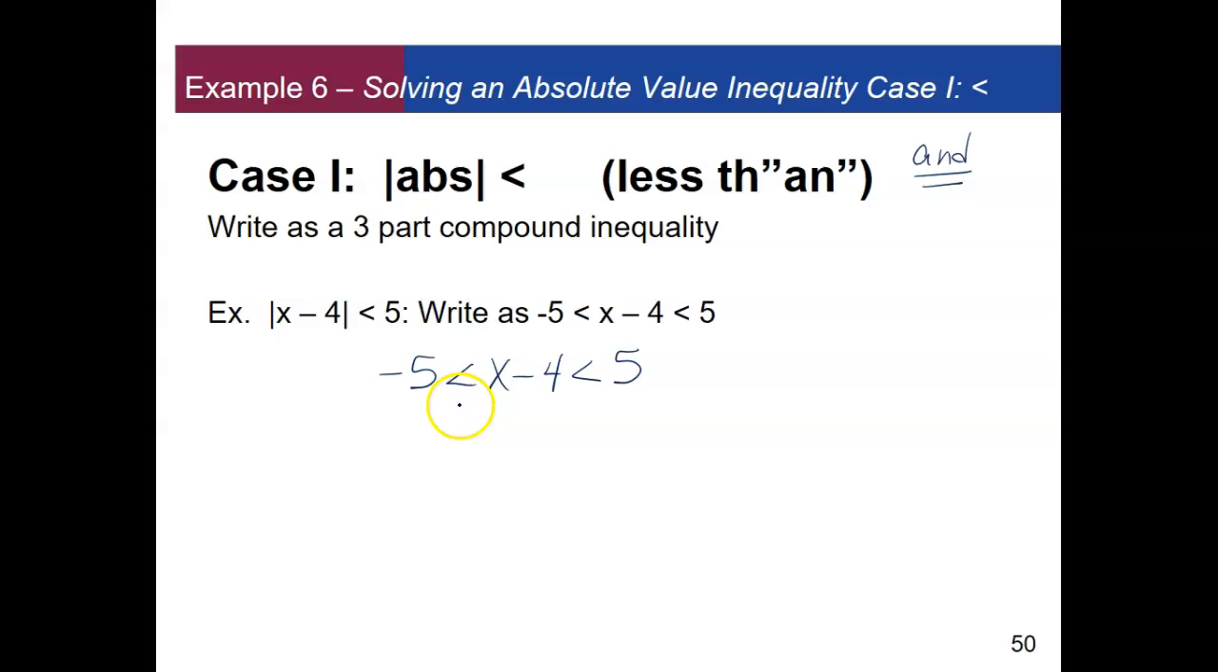And that goes back to the fact that the absolute value of, say, a positive 4 and a negative 4 are both equal to 4. And so we have to account for both the positive case and the negative case there. So we're going to add 4 to both sides because we've practiced solving these compound inequalities before. We'll have -1 is less than x is less than 9. So our interval is going to be from -1 to 9.